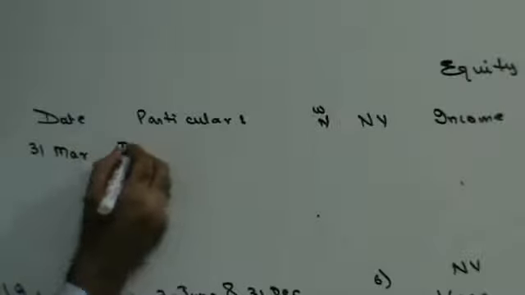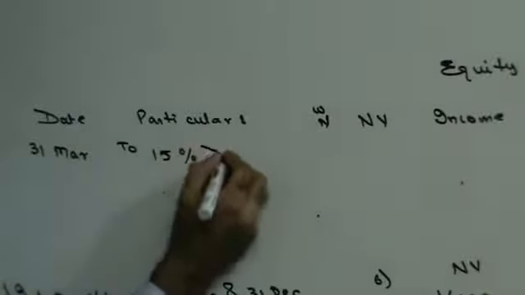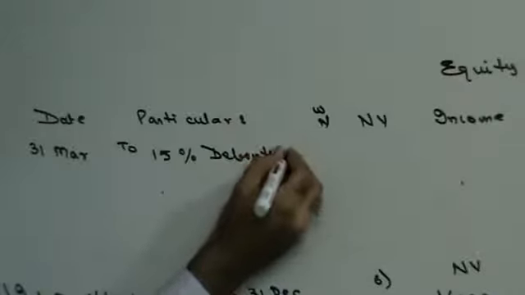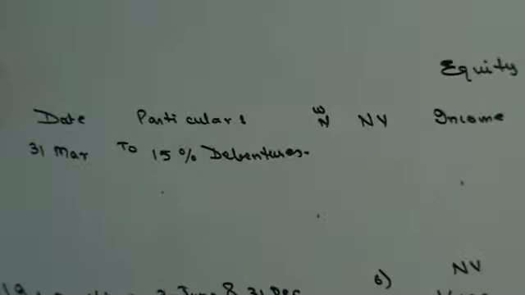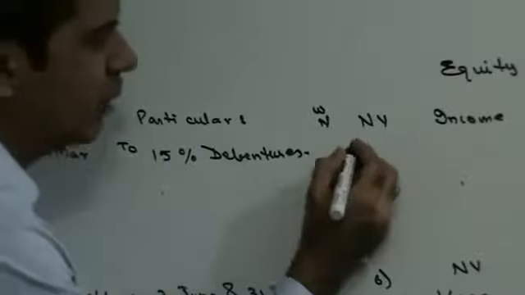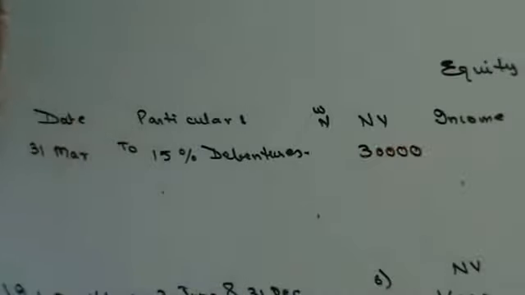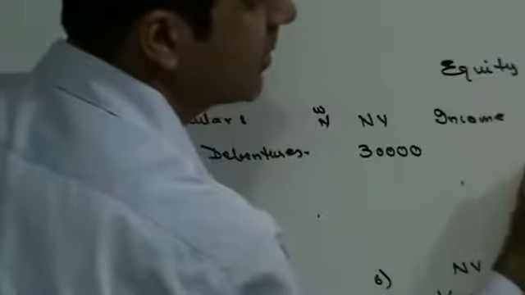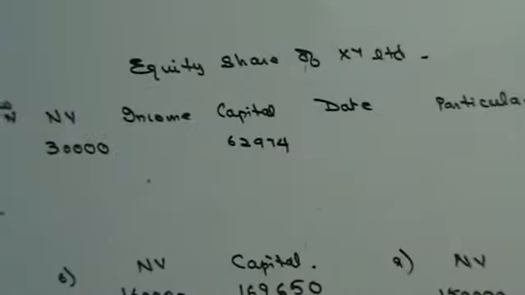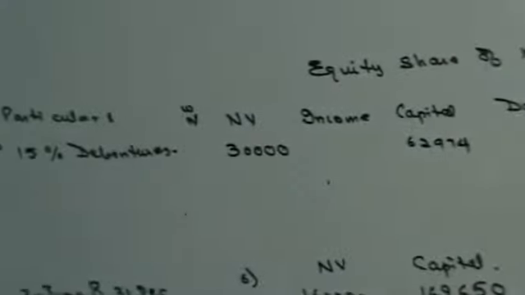So you will have 31st March to 15% debentures. Now you are converting them into 3000 equity shares of face value 10 each. That means their nominal value will become 30,000, and their capital value will be 62,974. Okay, we've done this transaction.